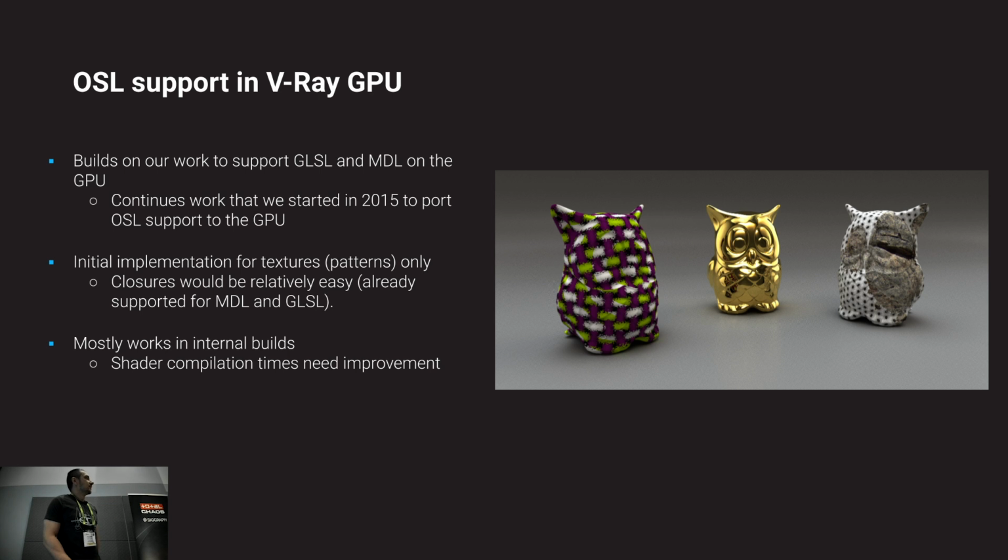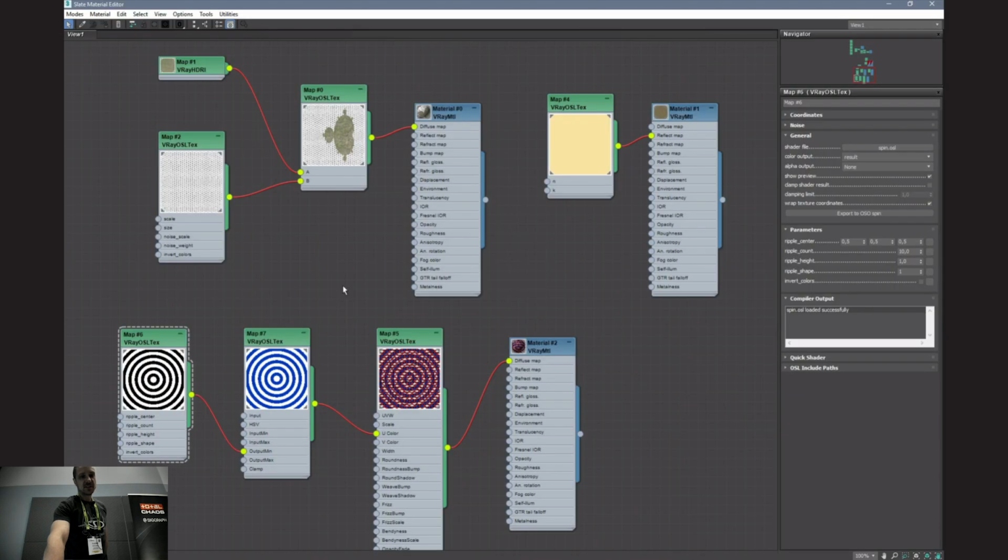and we already have OSL working in our internal builds. At this point, only for textures or patterns, not for closures yet, although they would be easy to do because we already support GLSL and MDL in VRayGPU, and they have closures, so we can just reuse that code. So the rendering is fine, it works, but before you get to the rendering point, there's a certain amount of time that VRay needs to compile the OSL shaders for the GPU, and this part specifically needs some improvement.